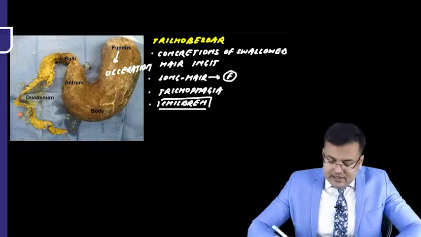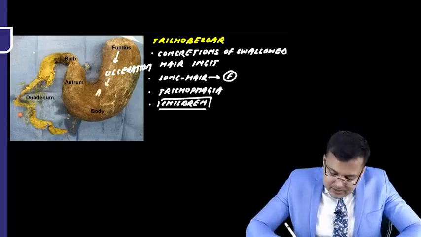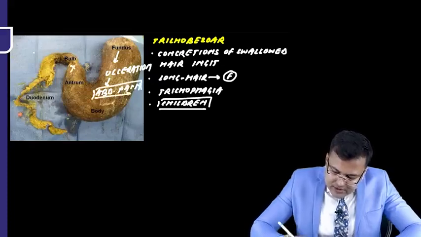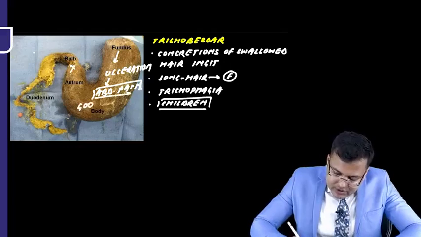So because of this ulceration, the patient has abdominal pain. Initially, the patient has abdominal pain, and later it can cause obstruction. So it causes gastric outlet obstruction.